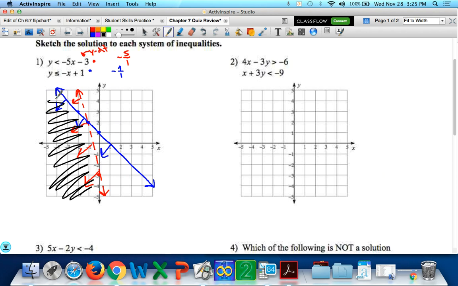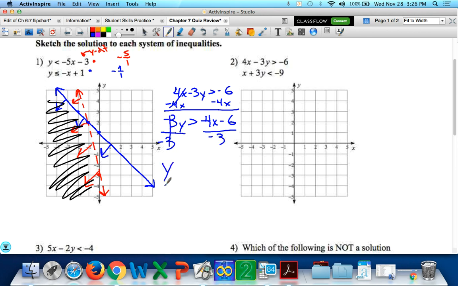Number 2, things changed a little bit because now we don't have y by itself, so we have to do a little bit of work first. My first equation is 4x minus 3y is greater than -6. To solve this for y, I'm going to subtract 4x from both sides. I'm going to get -3y is greater than -4x minus 6. And then I got to get rid of this -3. And this is a good little review of something we haven't seen in a while. Whenever we divide by a negative number, we flip our inequality sign.